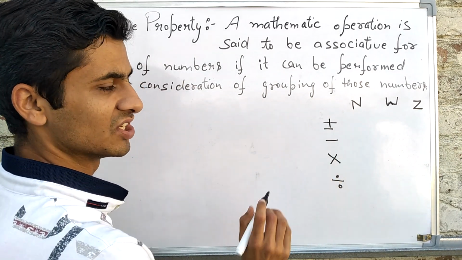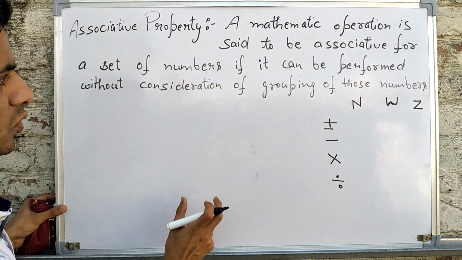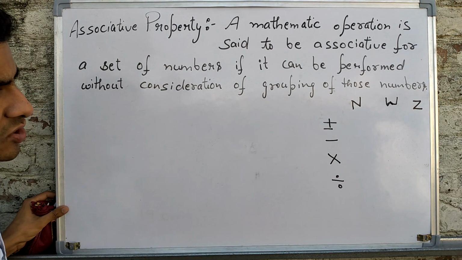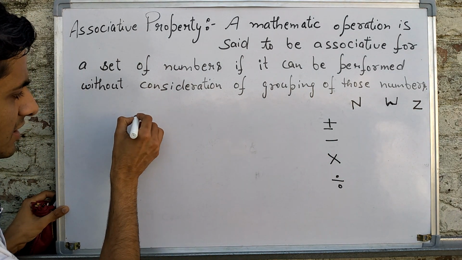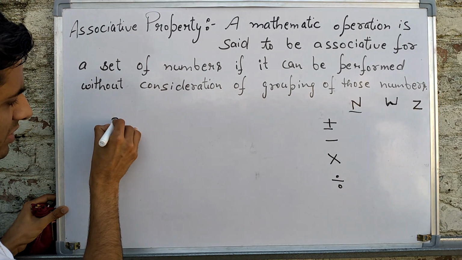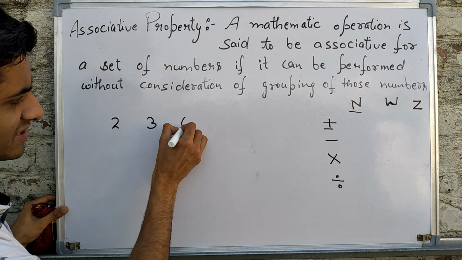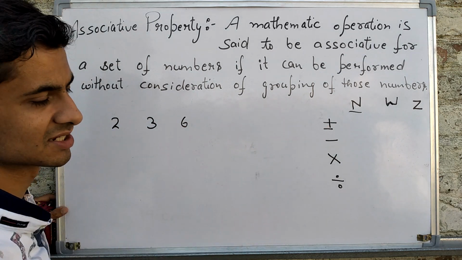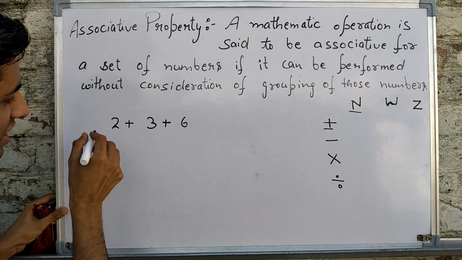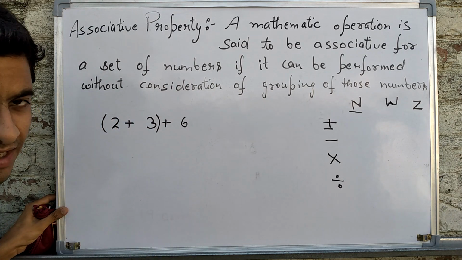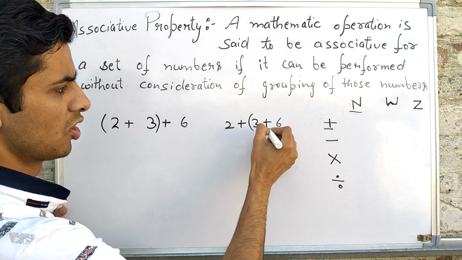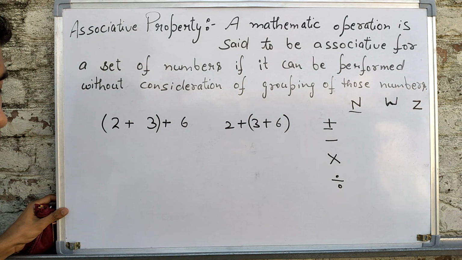Let us start with addition to make it more clear. First of all, we want to do grouping of the numbers, so let us have more than two numbers. Suppose, starting with natural numbers, I have the natural numbers 2, 3, and 6, and the operation I am concerned with is addition. So how can I do this addition? Either I can do this addition in this way, or I can do this addition in this way.